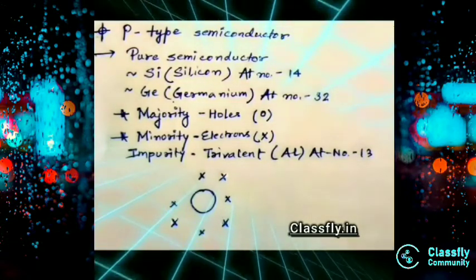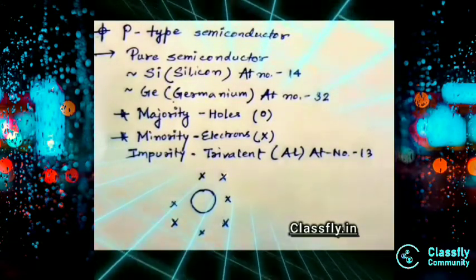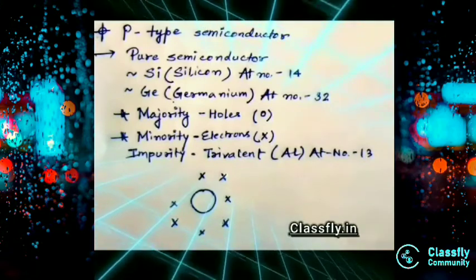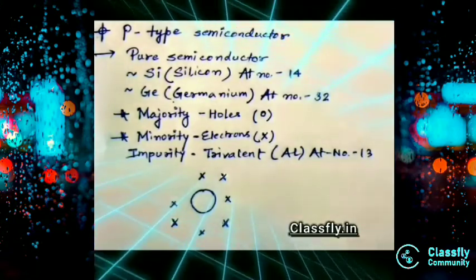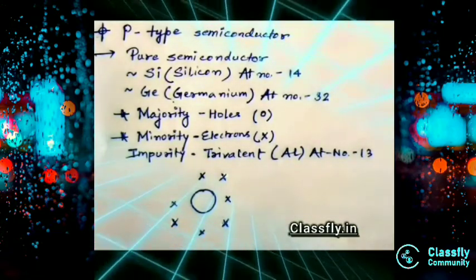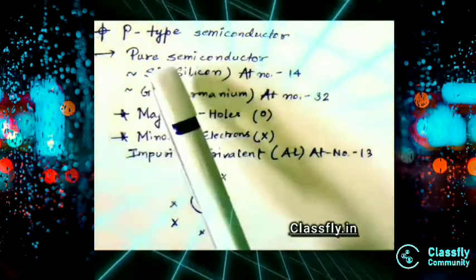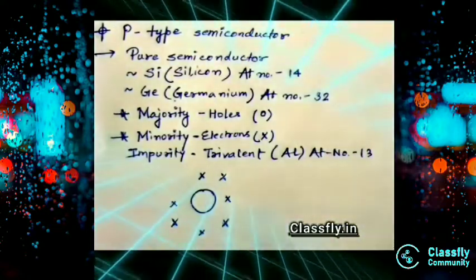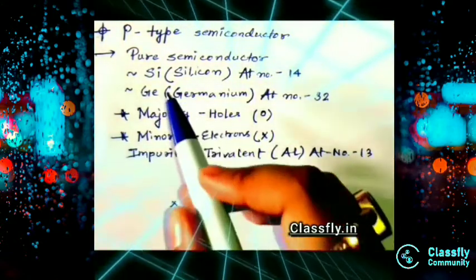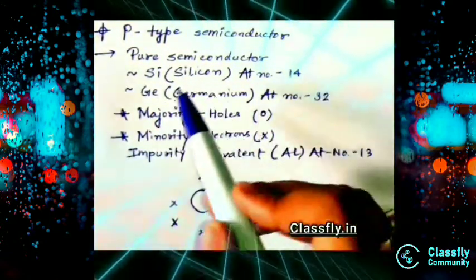Now we will know about the p-type semiconductor. Why are we learning about the p-type semiconductor? Because we are doing the p-n junction diode, right? So we have to know about p-type as well as n-type. See now, the p-type semiconductor is made from a pure semiconductor. It has two types, that is silicon and germanium.